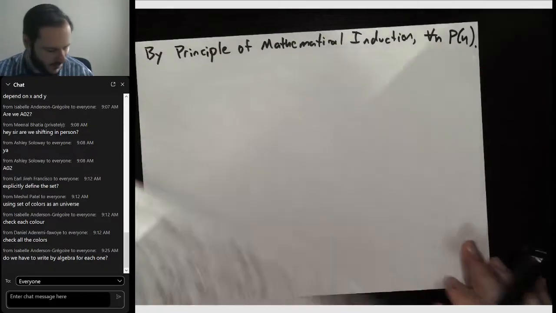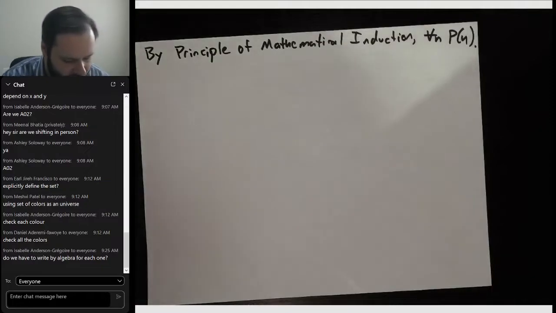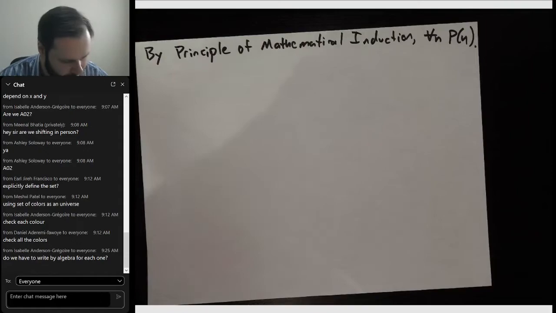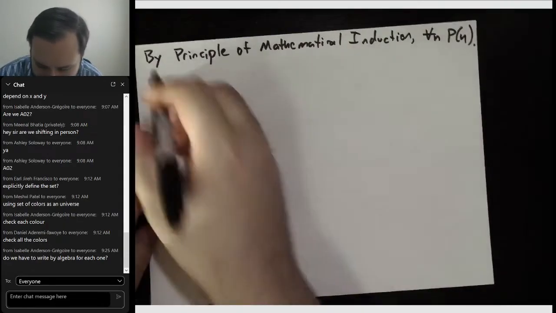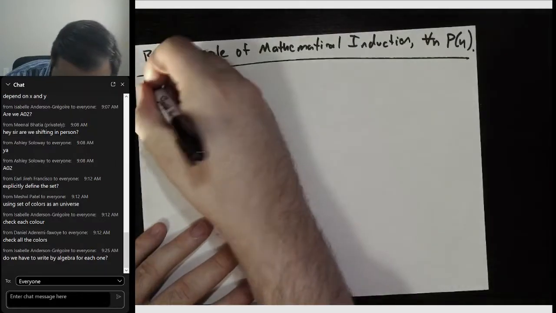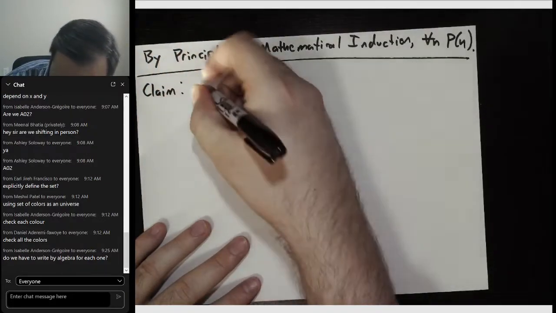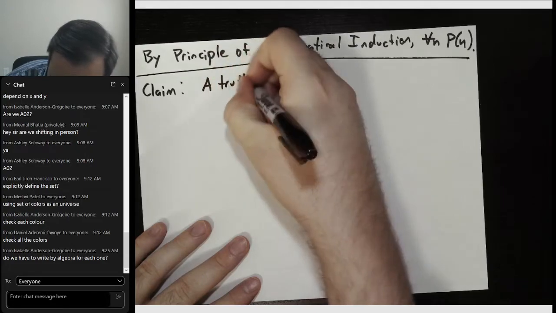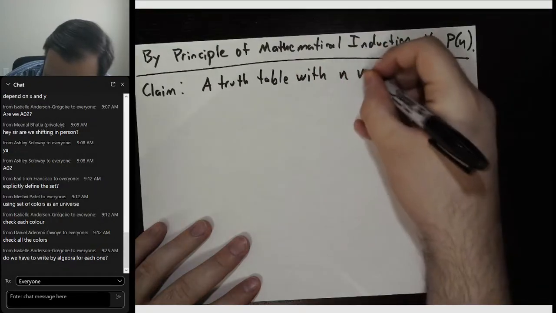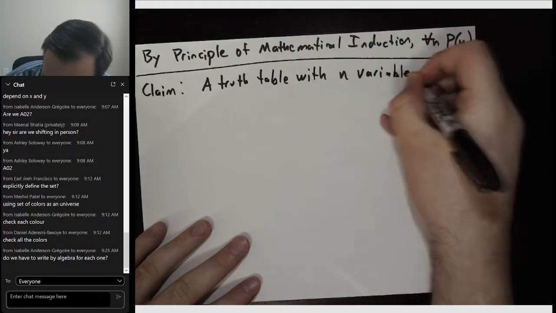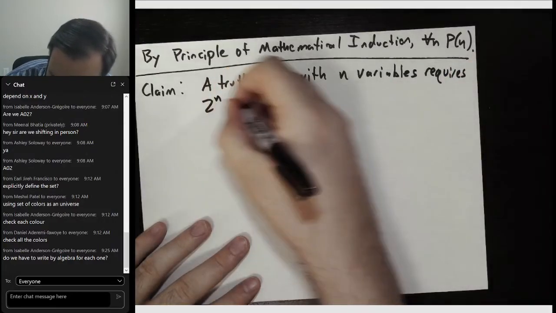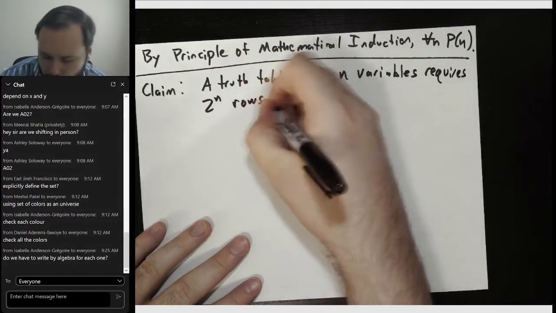Okay, let me do another example. We'll talk more about induction in a second, but just want to get some examples in. Claim: a truth table with n variables requires 2 to the n rows.